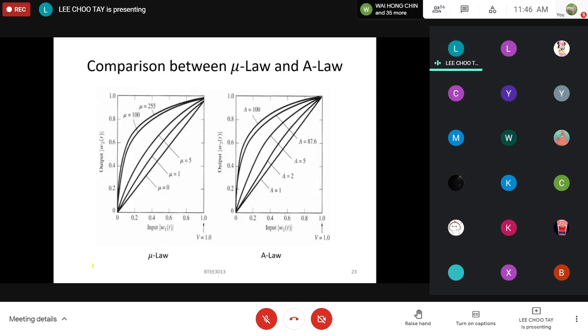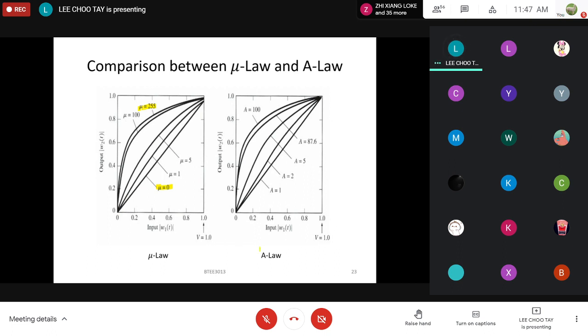This slide should show you the comparison between the mu law and the A law, for different values of mu. With no compression, that means your mu is zero, so it is linear and the output follows the input. But if you compress using different factors, you can see that your curve will change. The highest value for your mu is 255 over here, which is the biggest compression factor.